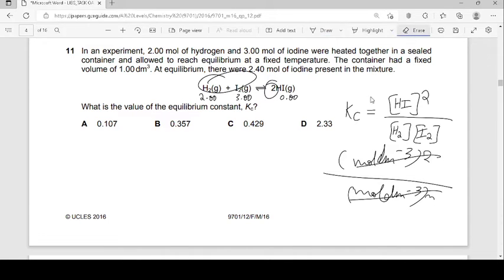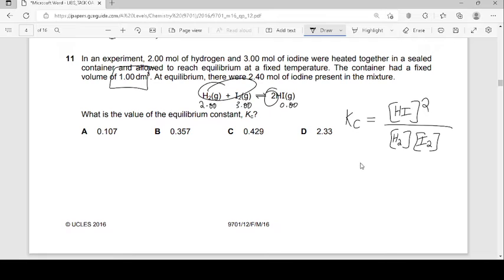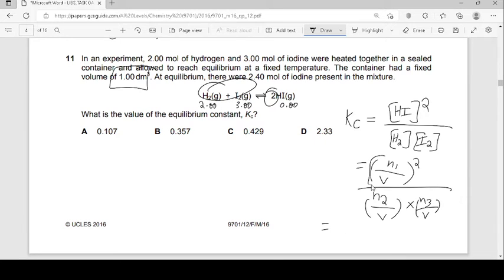And in the same vein, because they have mentioned that your volume is 1 cubic decimeter, right? Even if they had not mentioned volume, it would be fine. Why? Because think of it as a concentration of x over v. Let me make it n, because we're used to seeing moles as n. So n1 over v squared over n2 over v times n3 over v. All right, that makes it better. And in fact, you should use square brackets. So it becomes n1 over v, the whole squared.